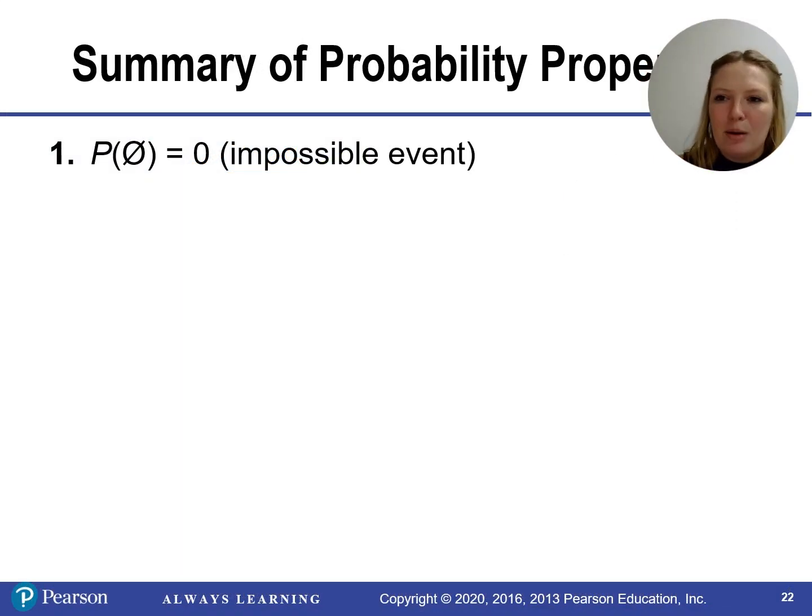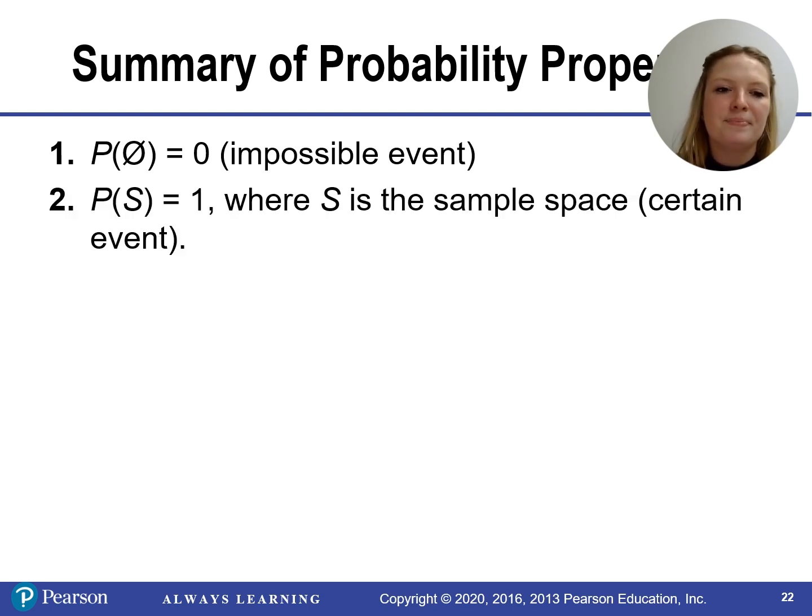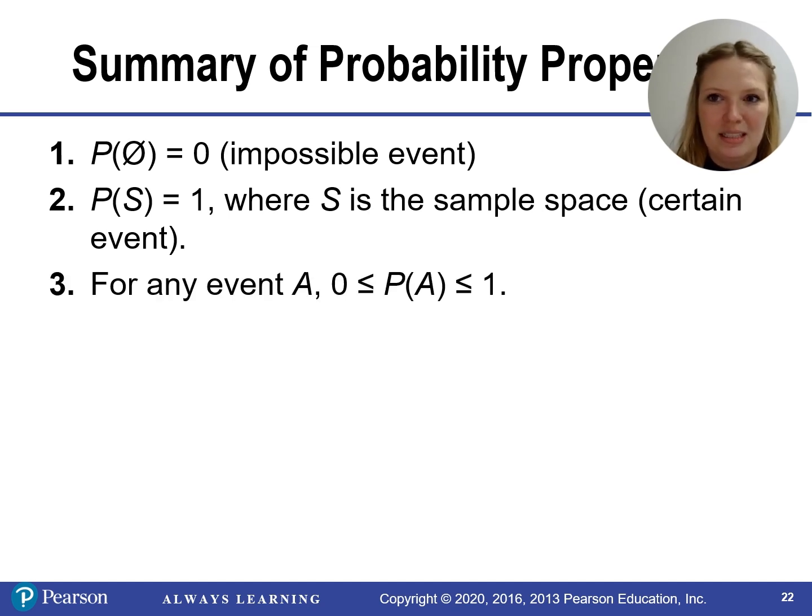So to summarize the probability properties, the probability of an empty set, or an empty event, is 0, and we call that an impossible event. The probability of getting something in the sample space is equal to 1. This is a certain event. For any event, the probability of that event is always between 0 and 1. It can equal 0 or 1, but it cannot be outside of that interval.